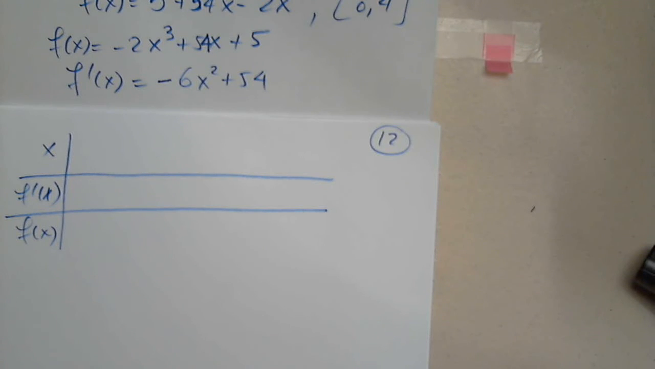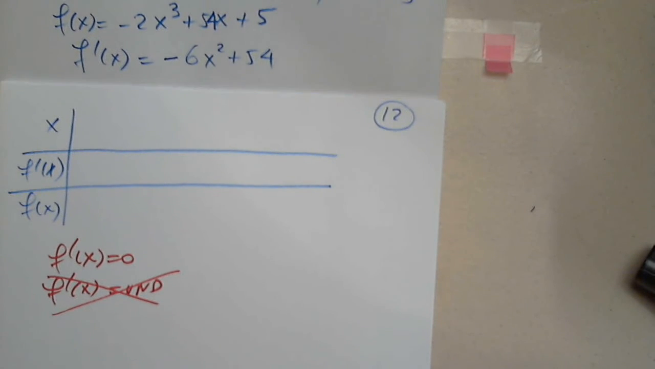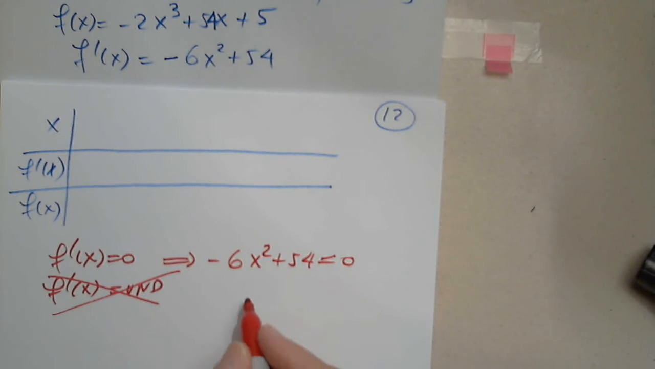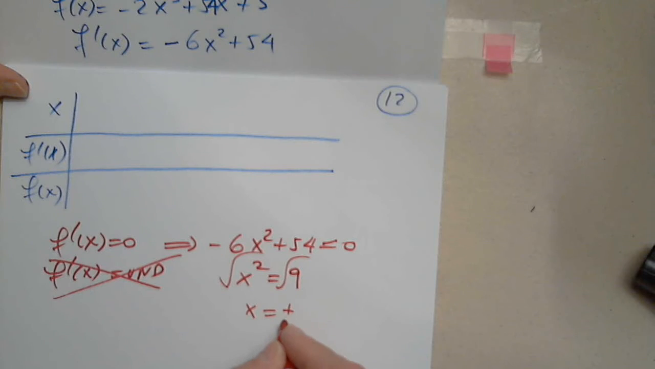So then I will solve the equation f prime of x being 0. There is no discussion for f prime of x being undefined because this is a polynomial function, it's quadratic. So from here I have that negative 6x squared plus 54 equals 0, or x squared is 9. How many solutions do I expect here? The best thing to do is to take square roots. So x equals plus or minus 3.